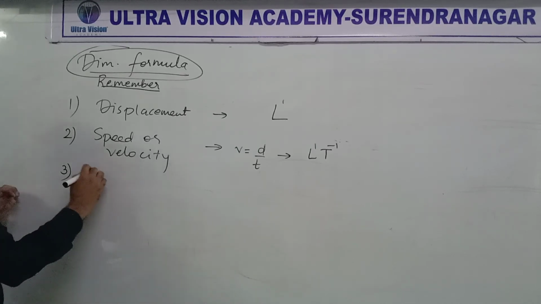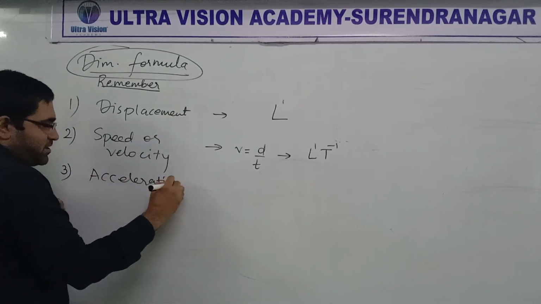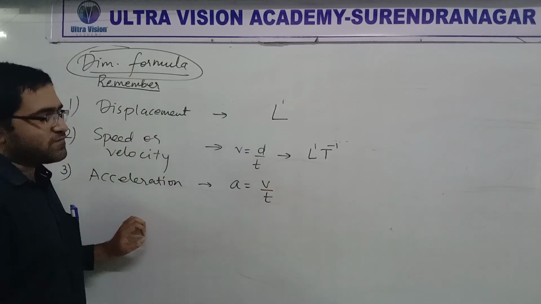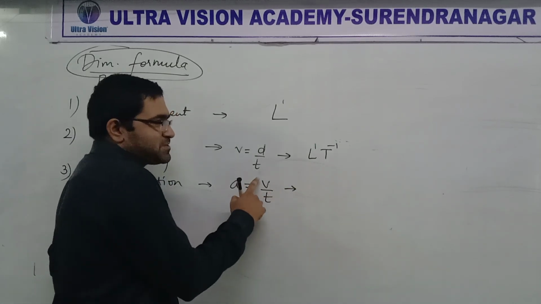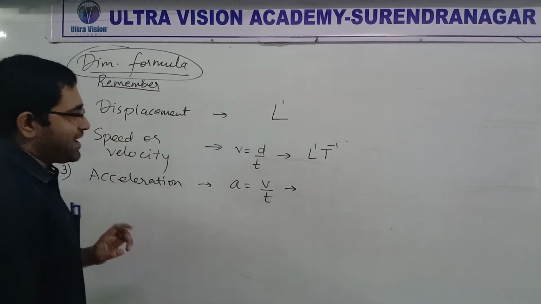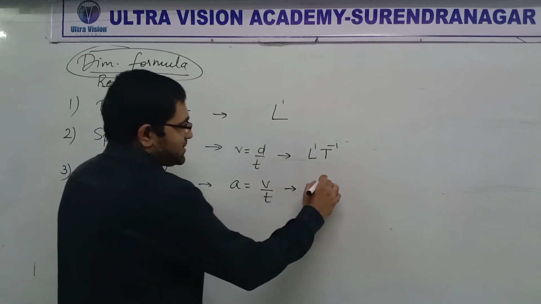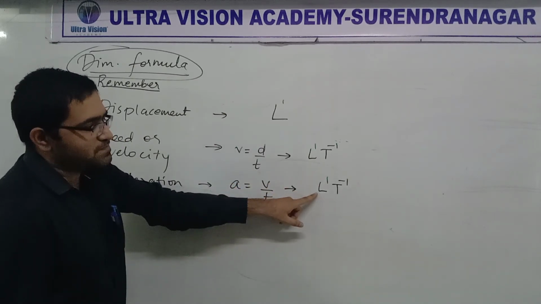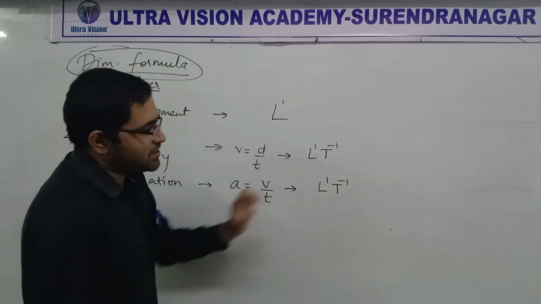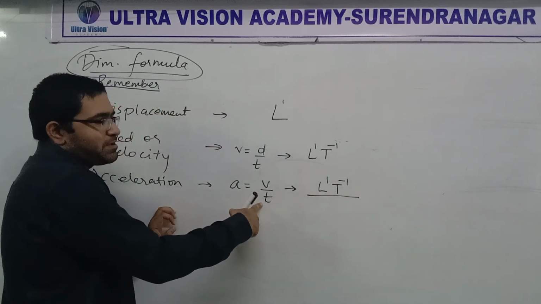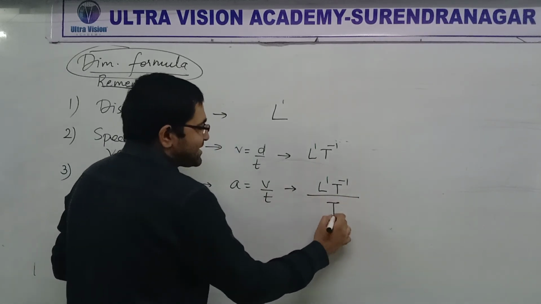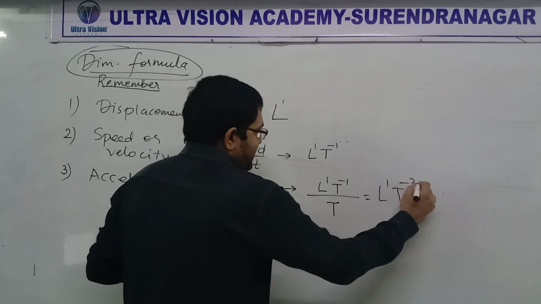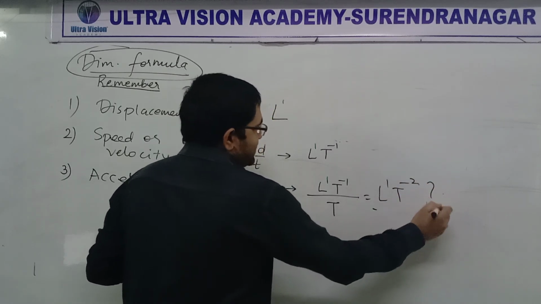Next one, acceleration. If you remember, roughly speaking, acceleration is v by t, that is velocity by time. So how to find dimensions? Velocity's dimensions are L raised to 1, t raised to minus 1, divided by time's dimensions. T is time itself, right? So finally this becomes L raised to 1, t raised to minus 2. Did you understand this, everyone? Is this clear?